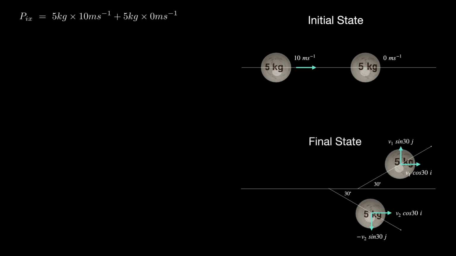Next, we will apply the principle of linear momentum in the initial direction of motion. The conservation of momentum before the impact is 50 kilogram meters per second, given by the product of the mass and velocity of the moving ball. After the impact, the momentum is distributed between the two balls, each moving at an angle of 30 degrees to the initial direction. The conservation of momentum equation after the impact is given by this expression. Since momentum is conserved before and after the impact, we can equate the two expressions.